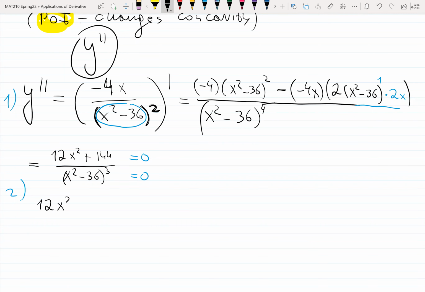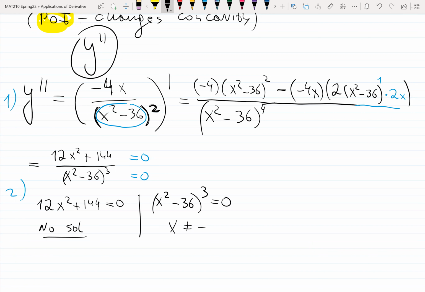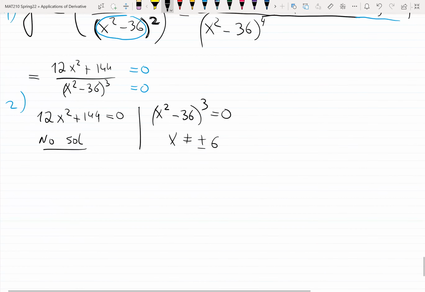Well, 12x squared plus 144 does not give you any solutions because it's a positive number added to another positive number. No solutions. How will it make it 0? So critical points are only coming from the denominator. x squared minus 36 cubed equals 0. And we have again plus or minus 6. They are not critical points, but we're going to put them on the sign line.